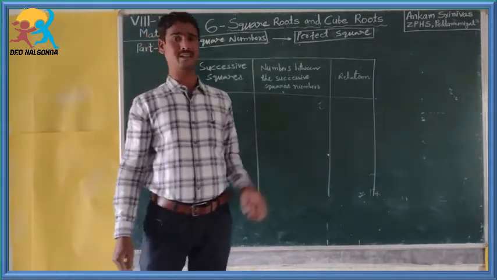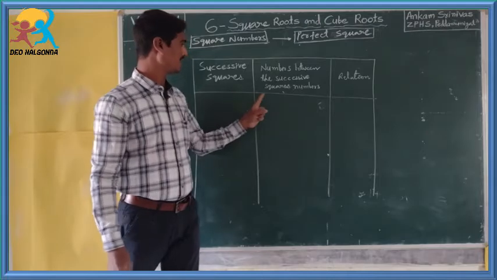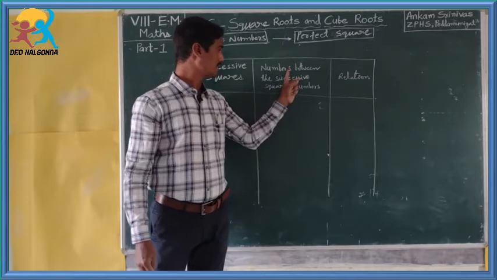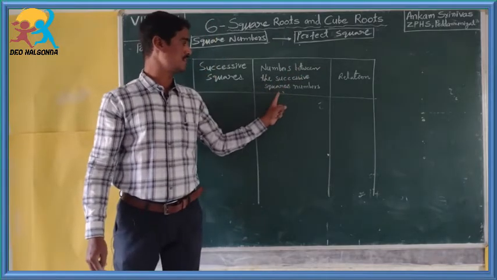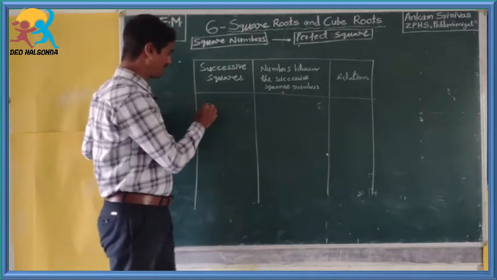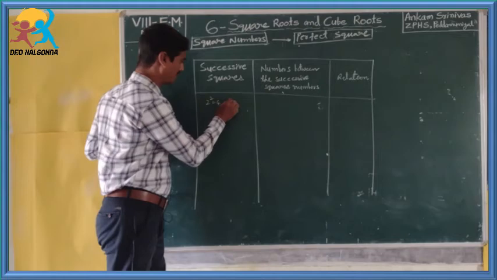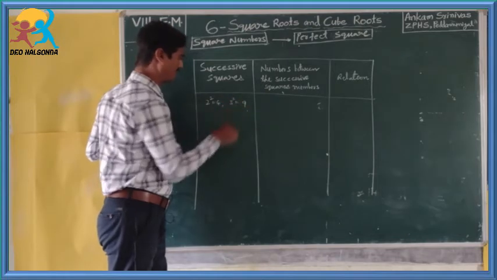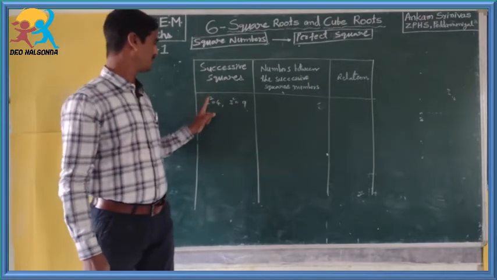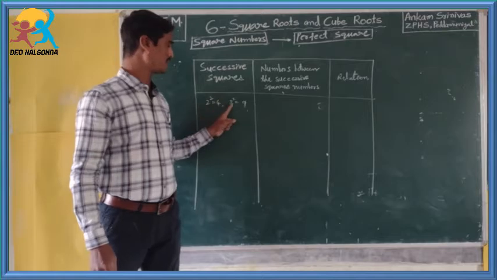Let's see another pattern. I am going to write here 3 columns: successive squares, number of numbers between the successive square numbers, and relation. Dear children, I am going to take 2 successive square numbers, 2 square and 3 square. 2 square equals 4, 3 square equals 9.